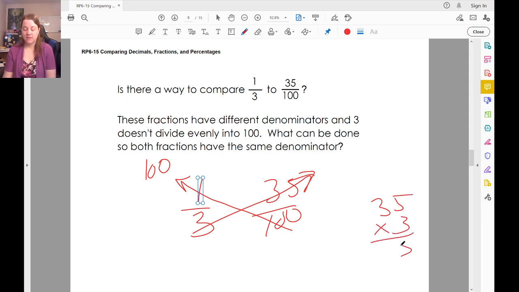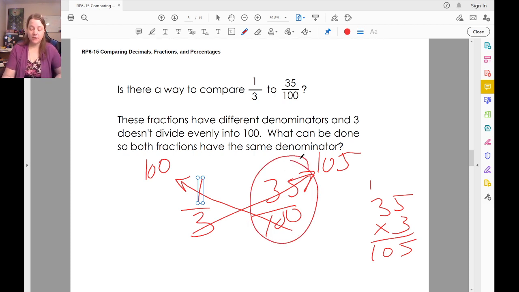3 times 5 is 15. 3 times 3 plus 1 is 105, which means that 35 over 100 is bigger because the 105 was bigger than the 100.